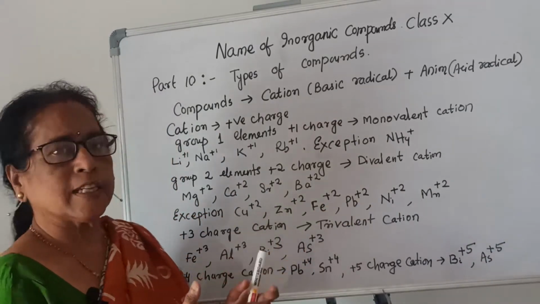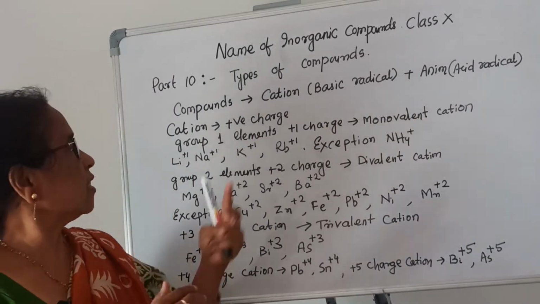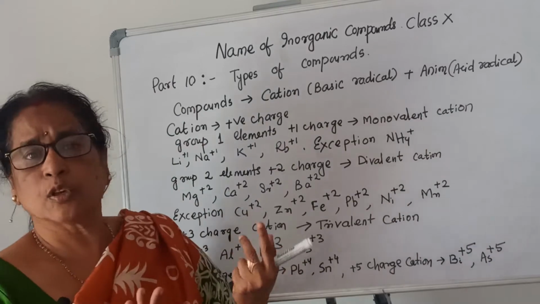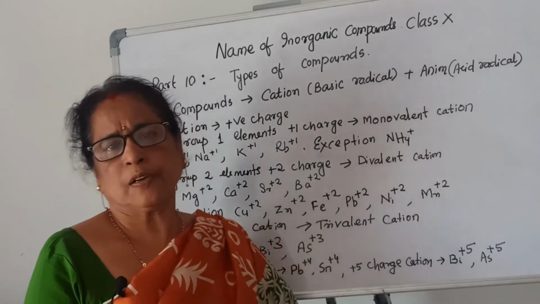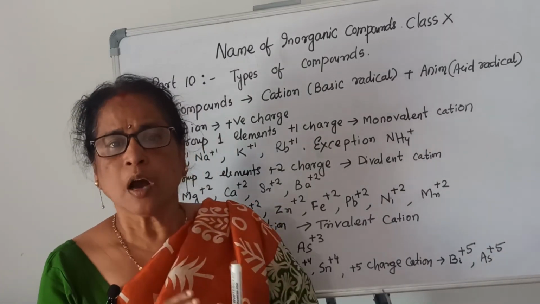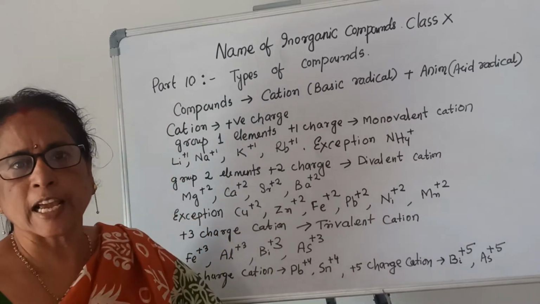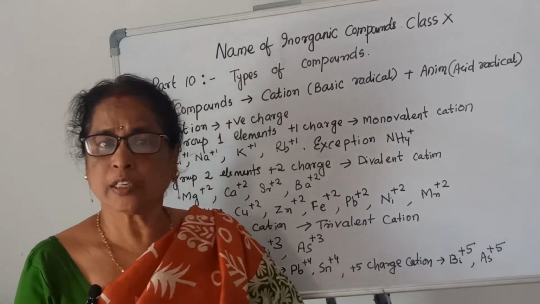Compounds contain two things: one is cation, the other is anion. Cation is also known as basic radical, and anion is known as acid radical. What is meant by radical? A radical is an atom or group of atoms having a positive or negative charge. Now what is a cation? That is a positive charge.